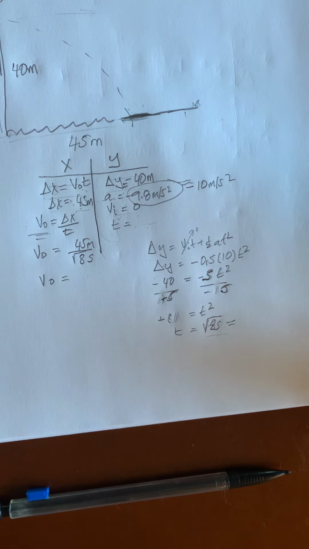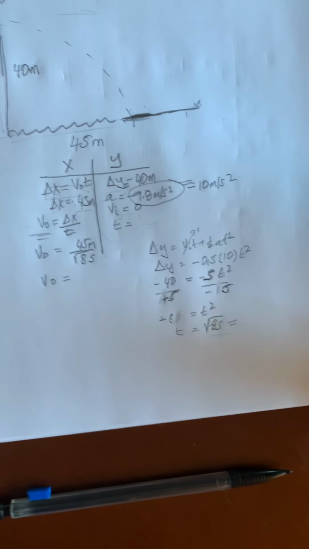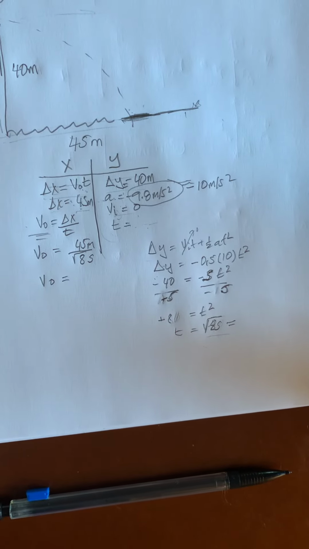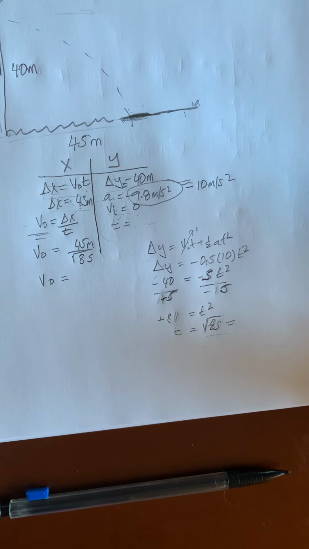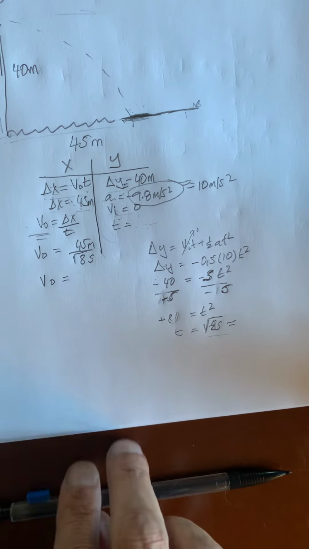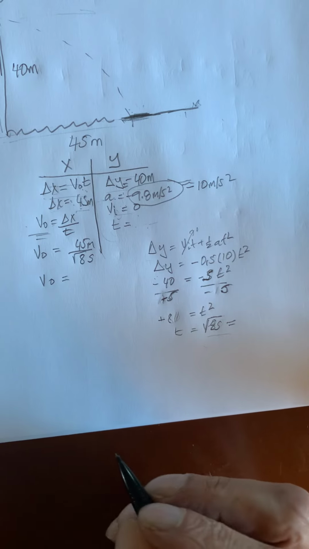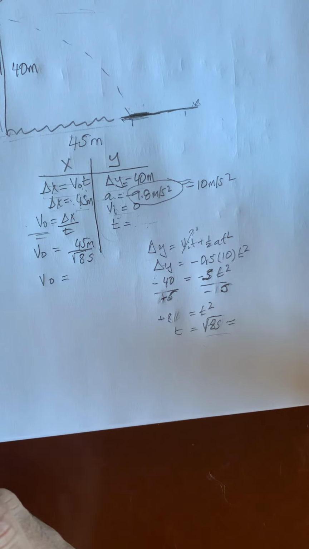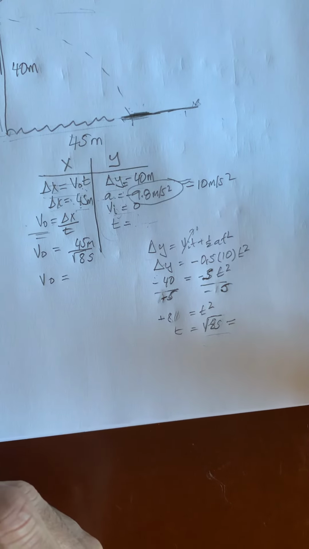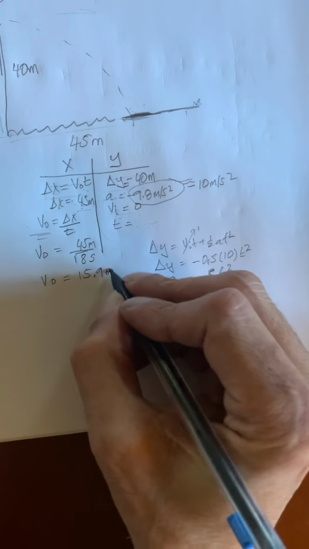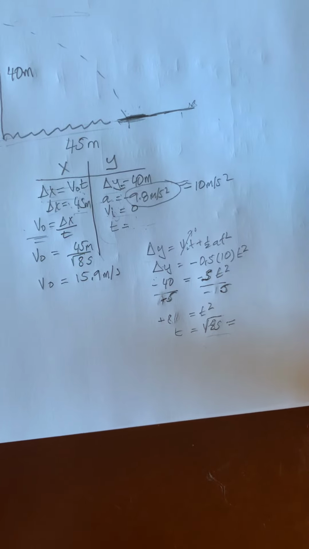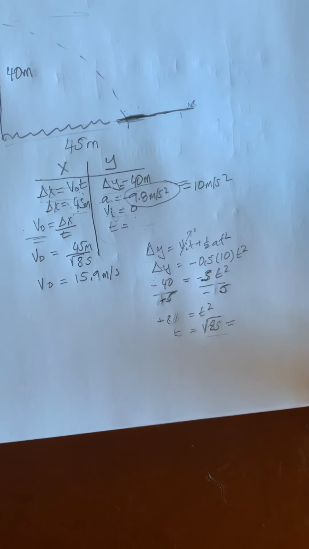Okay, I am back. So square root of 8 is 2.82. So 45 divided by 2.82 is 15.9 meters per second. Okay, so that's how fast you need to drive your car.